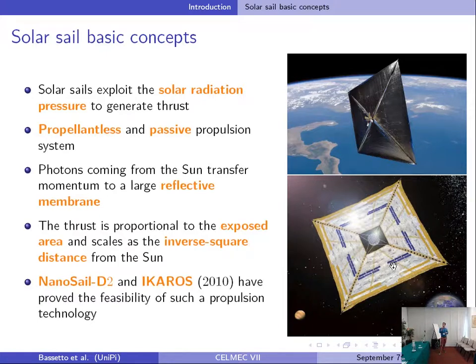Now, the solar sail exploits the solar radiation pressure to generate thrust. So the solar sail is a propellantless and passive propulsion system. Why passive? Because it doesn't need electrical power to work. The thrust for a solar sail is proportional to the exposed area and scales as the inverse square of the distance from the Sun. Two past missions, NASA NanoSail-D2 and JAXA IKAROS, have already proved the feasibility of such propulsion technology.